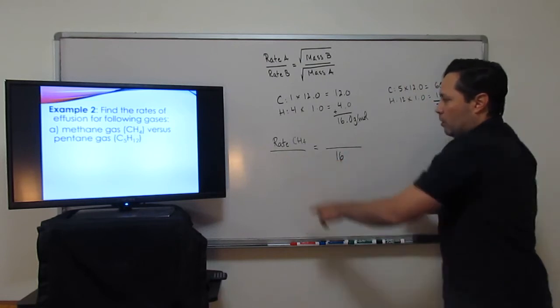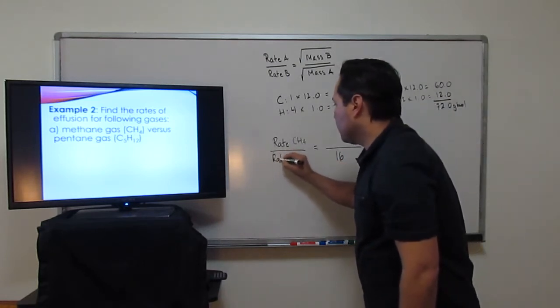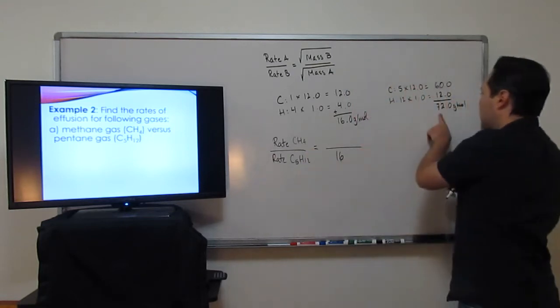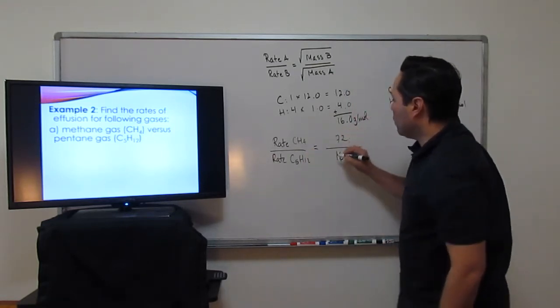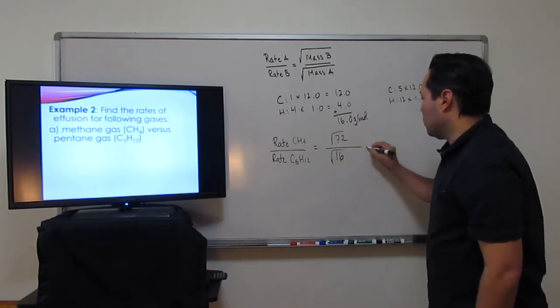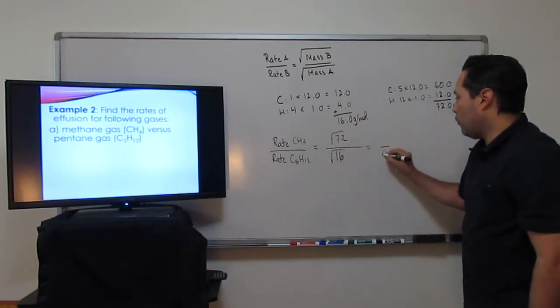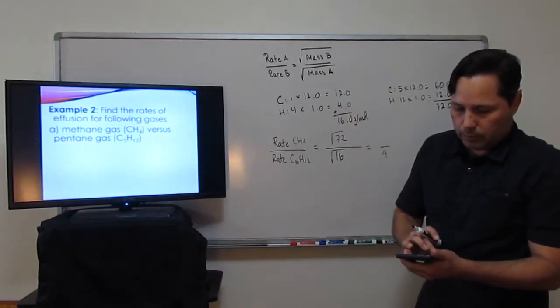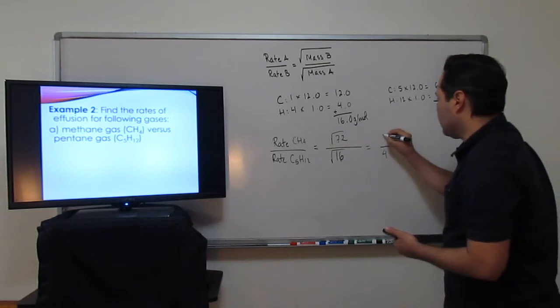And on the denominator, I'm going to put rate of pentane, C5H12, molar mass of it is 72. And for each one of these, I get their square root. Square root of 16 will give me a 4. And square root of 72 is 8.48.